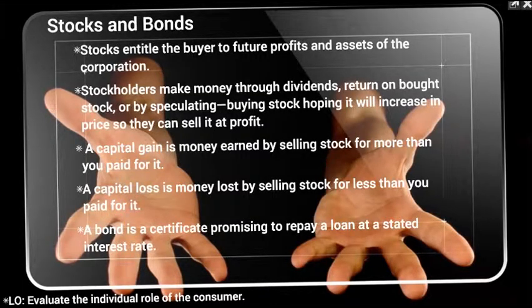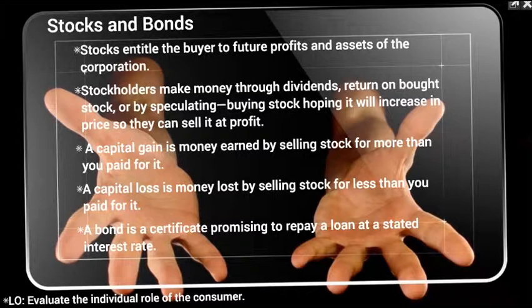Stocks entitle the buyer to future profits and assets of a corporation. Stockholders make money through dividends, which is return on bought stock, or by speculating, buying stock hoping that it will increase in price so that they can sell it at a profit. A capital gain is money earned by selling stock for more than you paid for it. A capital loss is money lost by selling stock for less than you paid for it.